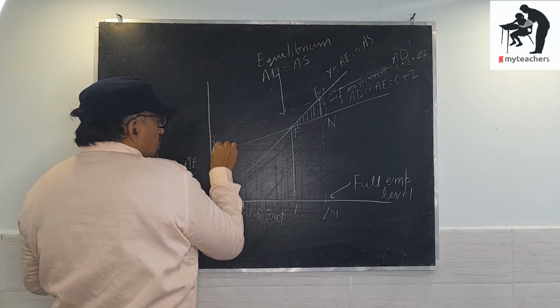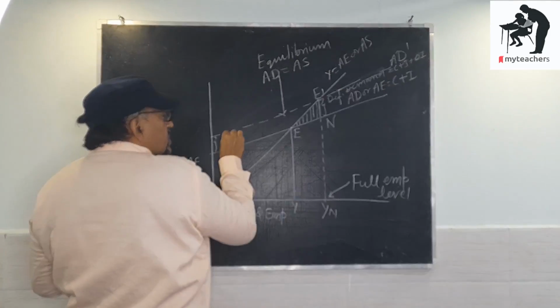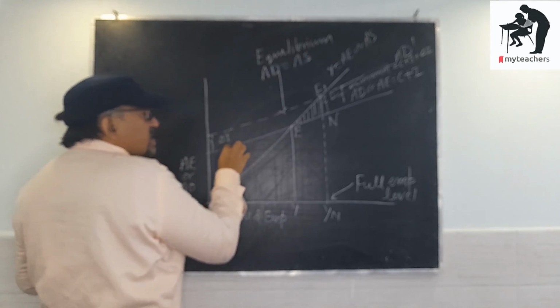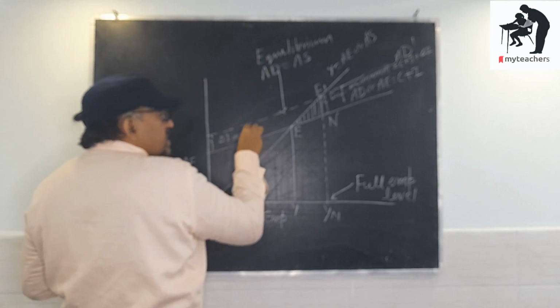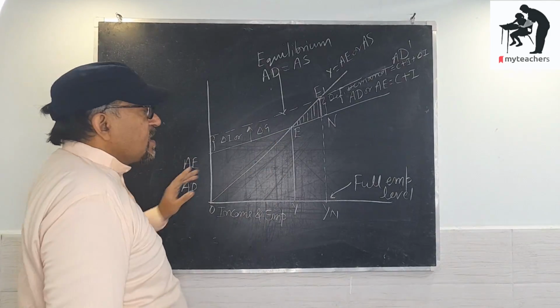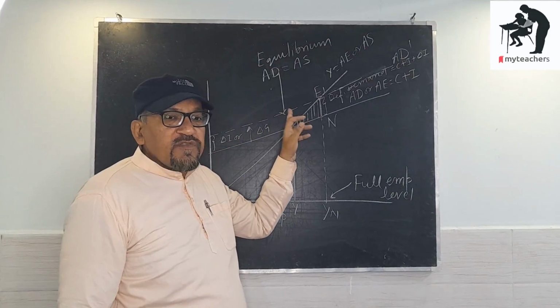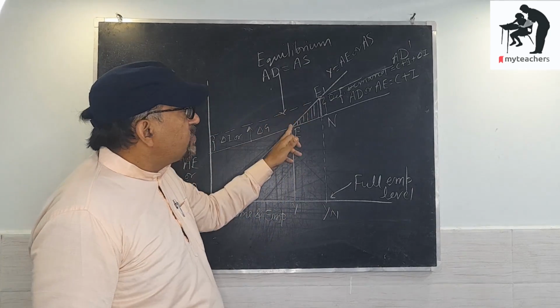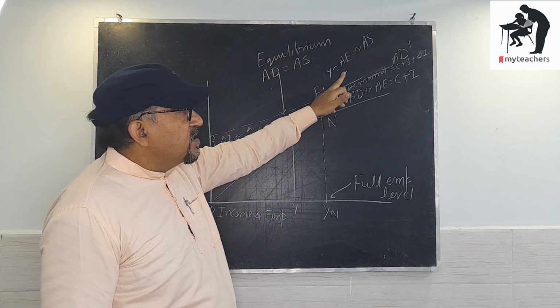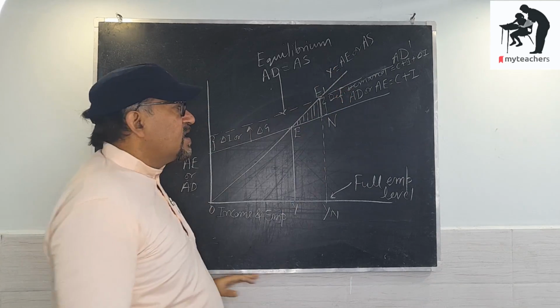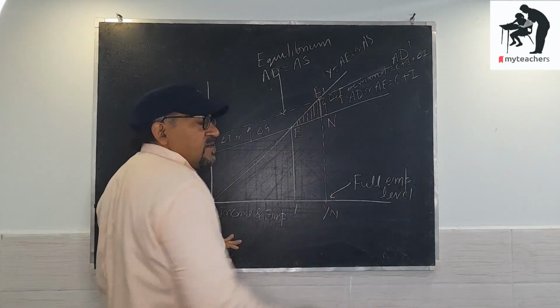This is the delta I or delta G, a change in investment. This is the increase in investment, or the increase in government expenditure. When government expenditure or investment is increased, aggregate demand will shift upward and now it will intersect this Y line of reference, or aggregate supply line, at this point E1.